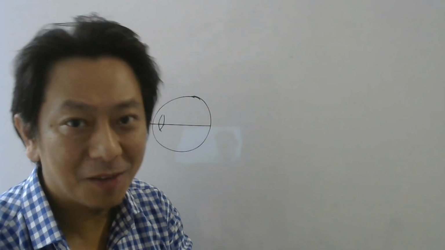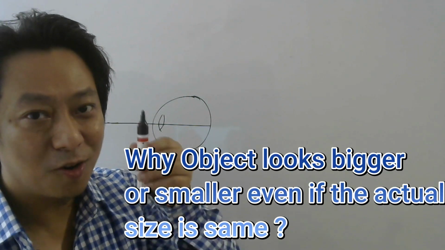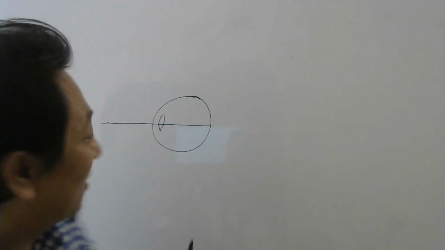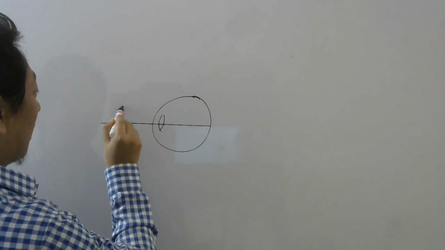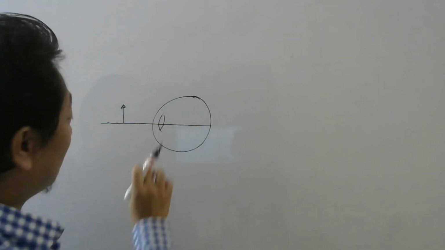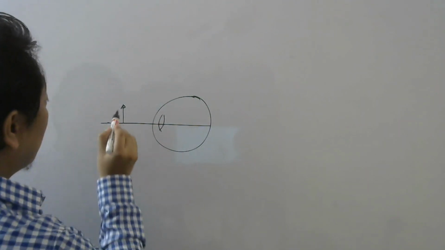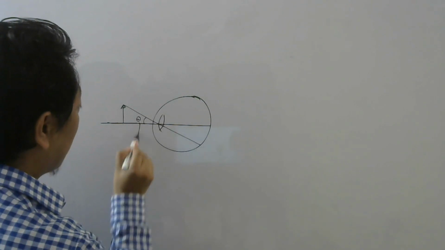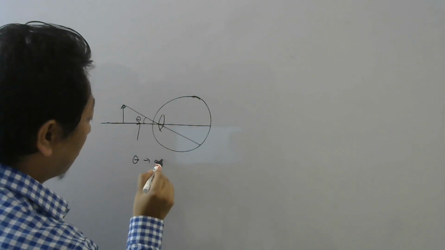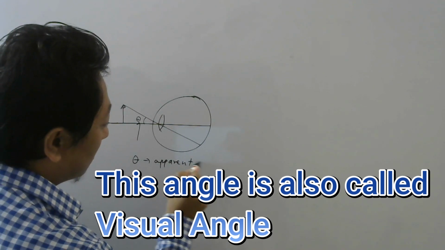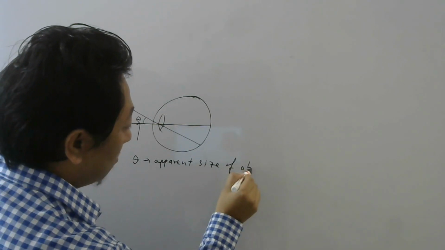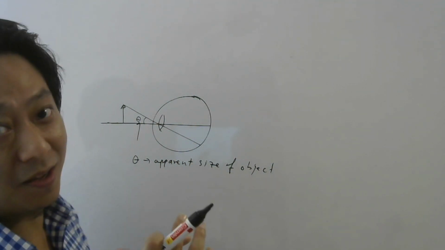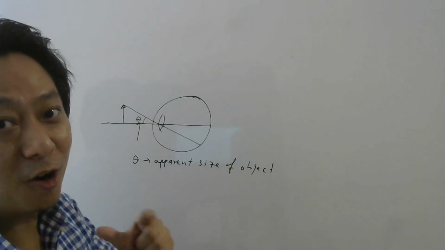Now before we start solving the problem, first let us understand why an object sometimes looks bigger and smaller even if the size of the object remains the same. So let's say I keep an object at some distance from the eye. This is the lens of the eye and here's the retina. The angle subtended by the object at the eye determines the apparent size of the object. Meaning, if this angle is large, you will see the object to be big, and if this angle is small, you will see the object to be small.